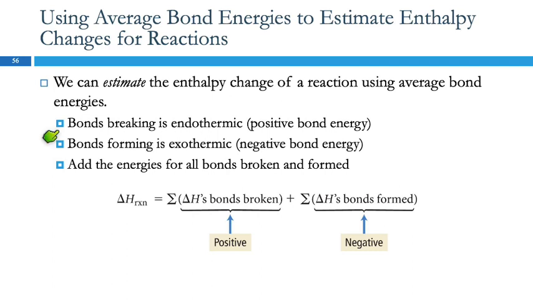So bond breaking is endothermic. We have to put energy in. And bonds forming is exothermic. So what we're going to do is we're going to look at all the bonds that are broken and all the bonds that are formed and add up those energies, and that will give us an estimate of the enthalpy change for the reaction.